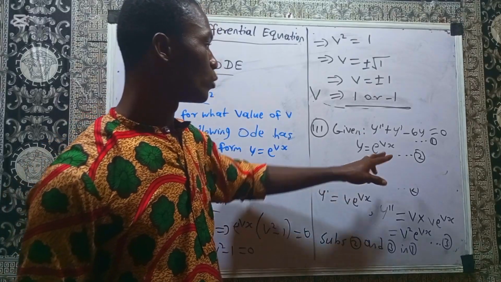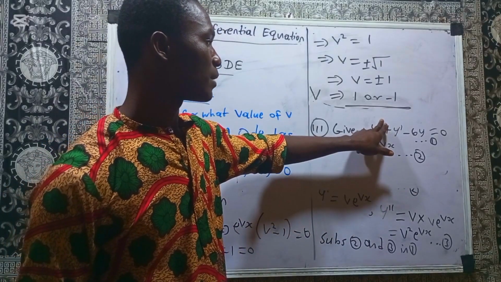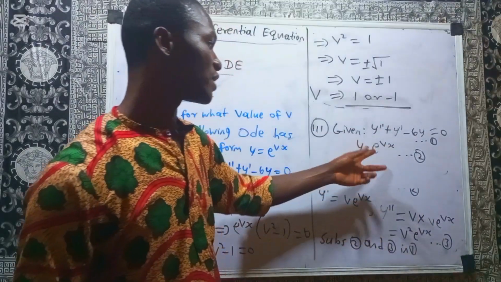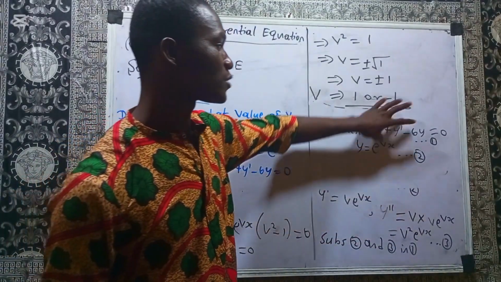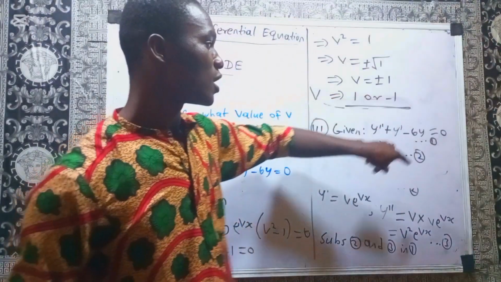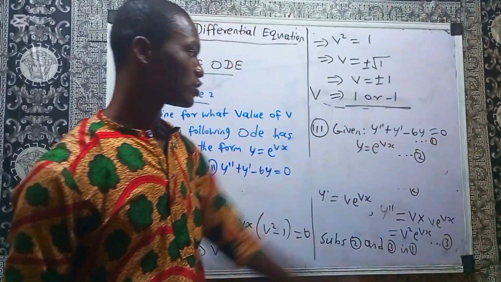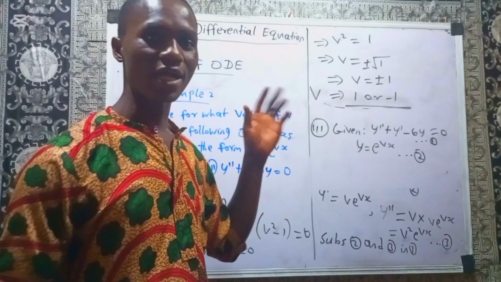So what do we need? We need our y prime prime, we need our y prime, and our y we already have. So if you get them, we can substitute them in this equation, and it will satisfy the ODE. It will give us what is at the right hand side, which is 0. Then we'll solve the equation and get the values of v.